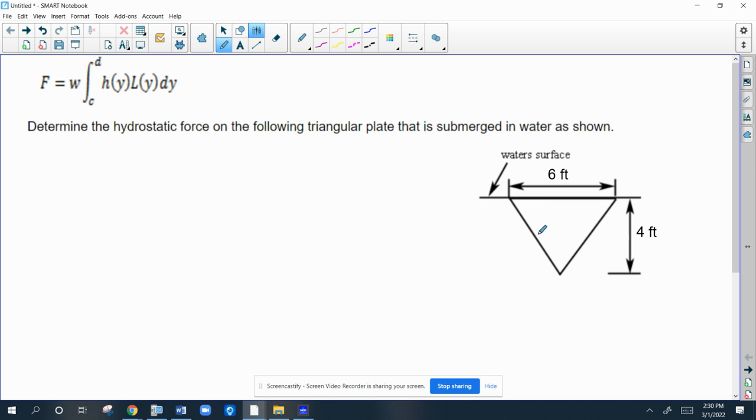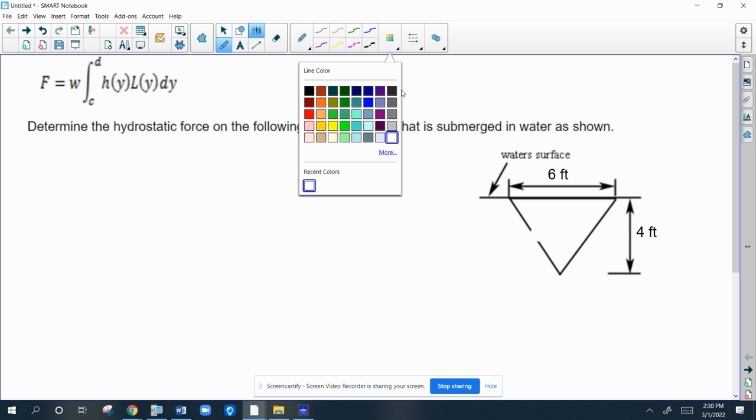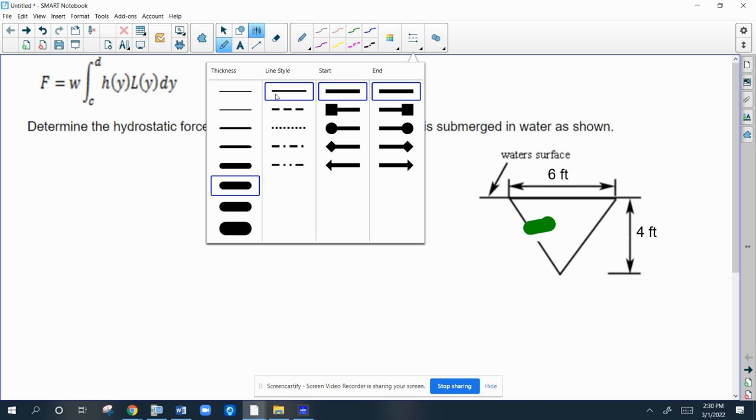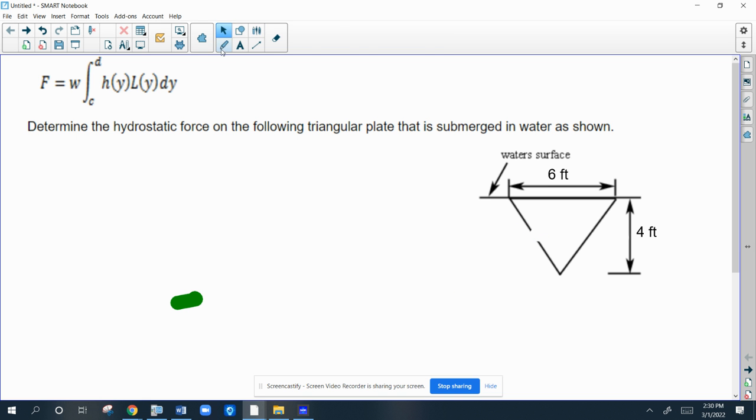So they're just adding up all of the separate forces on this object. That's what I'm trying to do. So adding up all these forces from here to here, and it's an integral. So the H is the depth. So you just measure the depth of each representative rectangle, and L is the length of the rectangles.